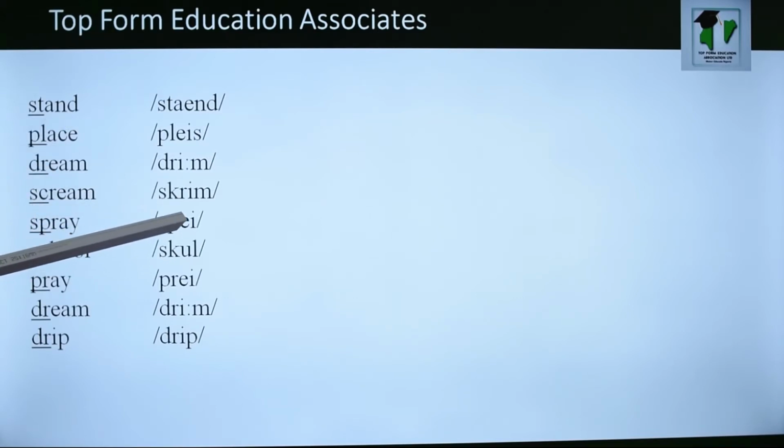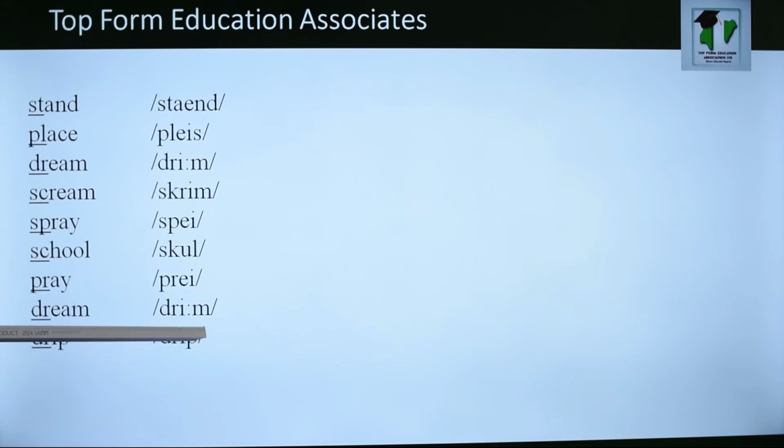Then we have spray. Sp, r, a. Spray. Then we have school. S, k, u, l. School. Then the consonant cluster is on what? S and k. Then pray. P, r, a. We have p and r. We have dream, which is d, r, e, m. Then we have d and r as the cluster. We have drip, d, r, e, p, drip. We have the cluster as d, r.